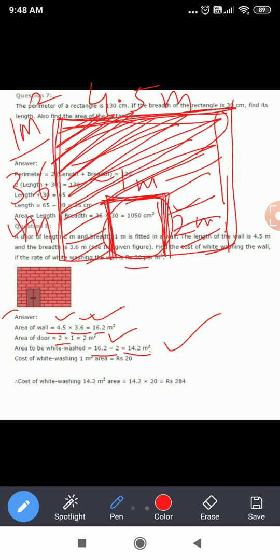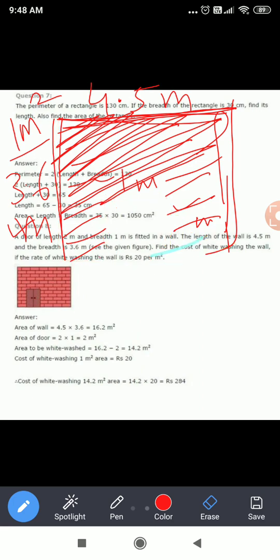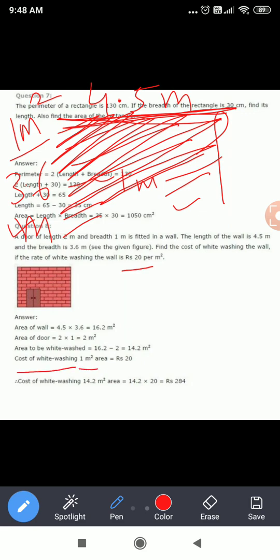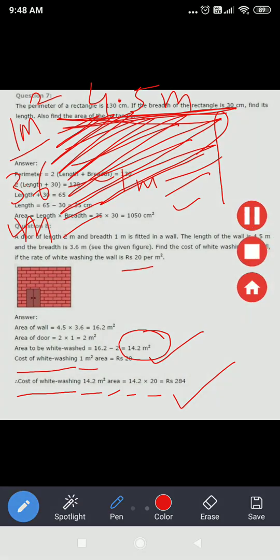Now we know that 1 meter square area will be whitewashed for ₹20. We have to give 20 rupees to whitewash 1 meter square. But we have an area to be whitewashed of 14.2 meter square. So the cost of whitewashing 14.2 meter square area is equal to 14.2 multiplied by 20. That comes out to be ₹284. In this way, you have to solve the question.